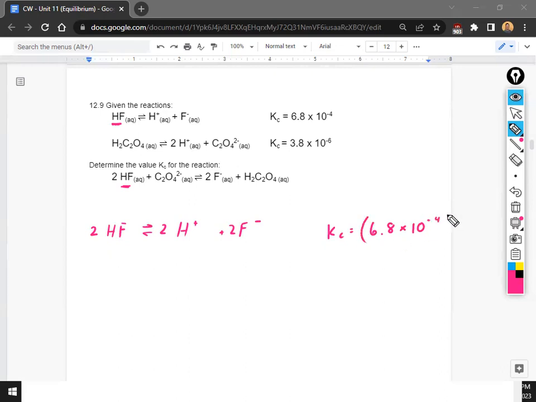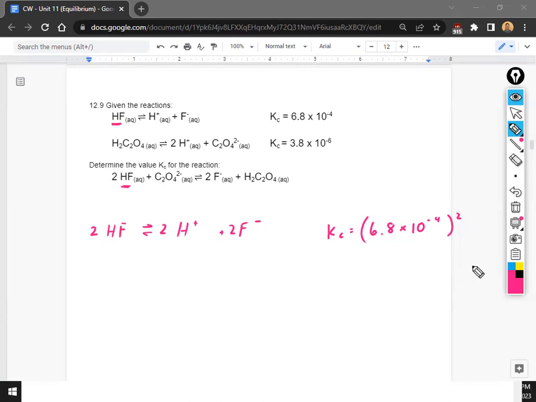It's different from thermo. In thermo, we multiplied it by 2. But when it comes to equilibrium, we have to change the exponent, so we're going to square it. Yes, it has to, because of the rates. Okay, cool. Now we have HF on the left side, so we've got this one taken care of.